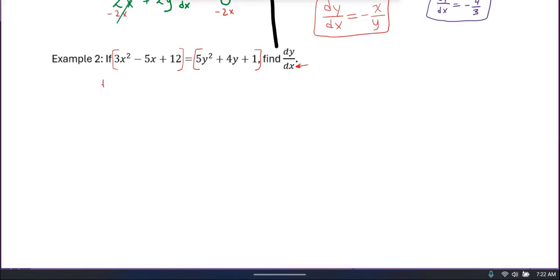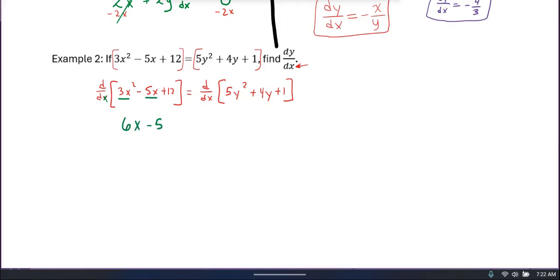And so we are going to take the derivative with respect to x of 3x squared minus 5x plus 12 on the left-hand side, and something similar on the right-hand side. On the right-hand side, we're going to be considering the chain rule because we have it in terms of y. But the left-hand side, since it's with respect to x, and all of these terms are in x, we can just use the power rule. So that would be 6x minus 5. Of course, the derivative of 12 is nothing, or 0.